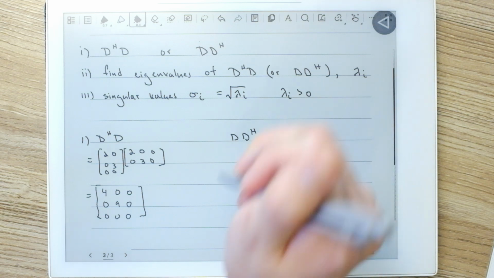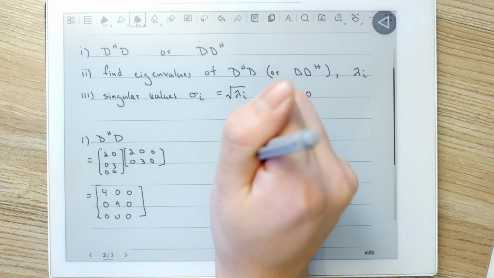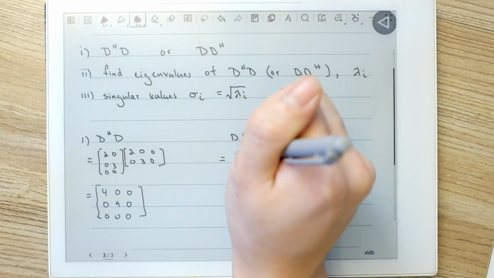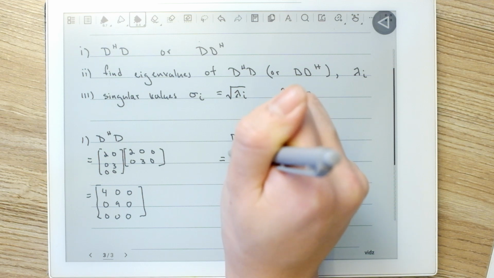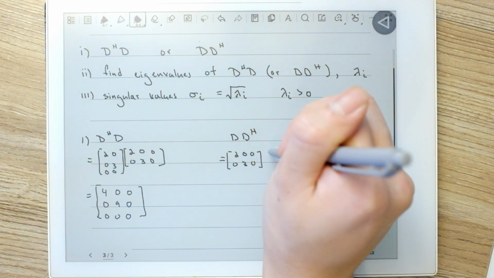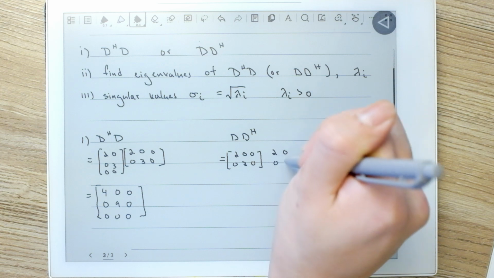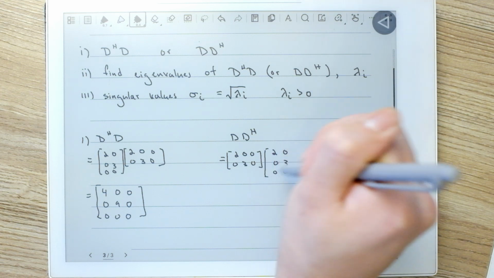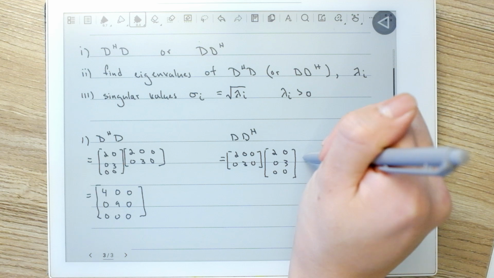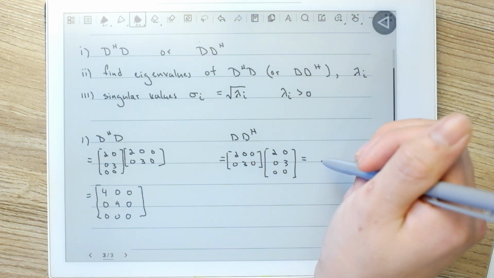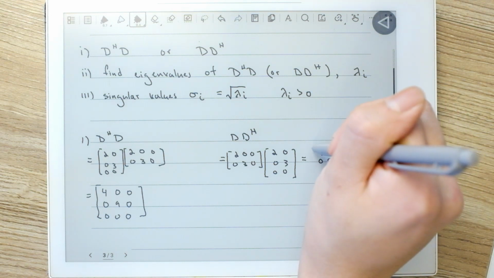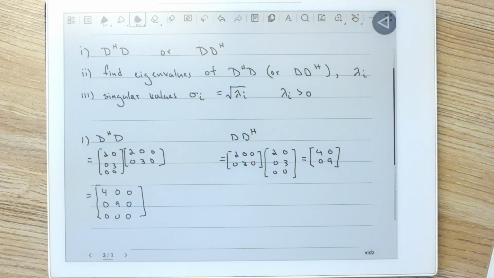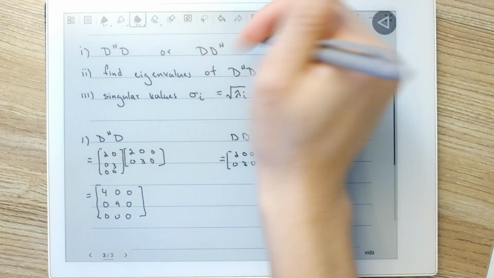How about, in this case, D D^H? Okay, so D here is 2, 0, 0, 0, 3, 0. That's our matrix D, and then we take its transpose, and then we compute using matrix multiplication. What does this give us? It gives us 4, 0, 0, 9. Okay, well, we've done our first step here.